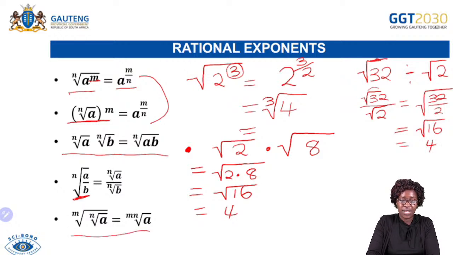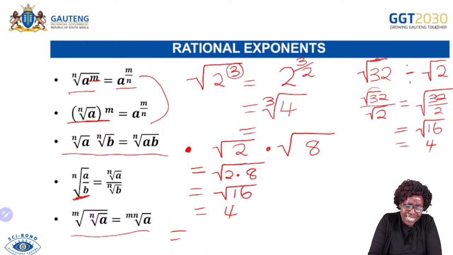Right, the last one there, again, if you are finding the mth root of the nth root of A, at times you would say, my goodness, how am I going to do this? But say, for instance, I had the square root of the square root of 2, and I want you to find it.